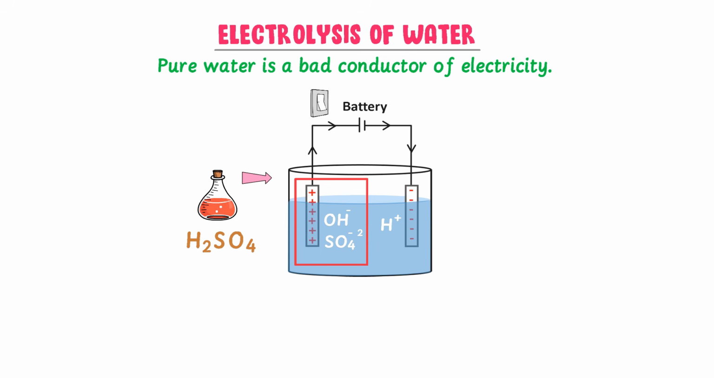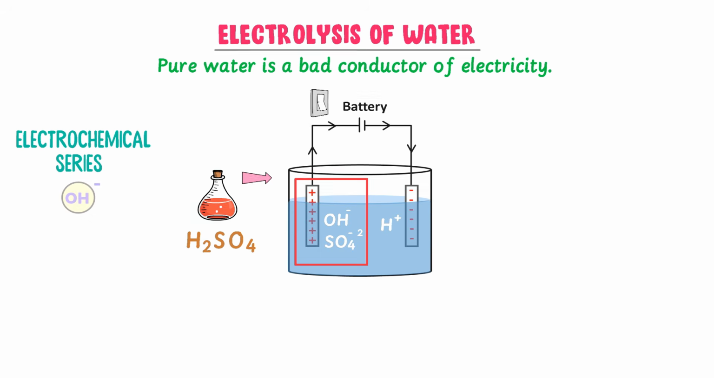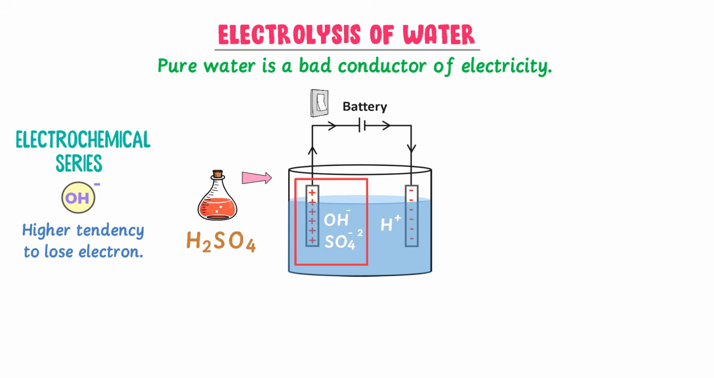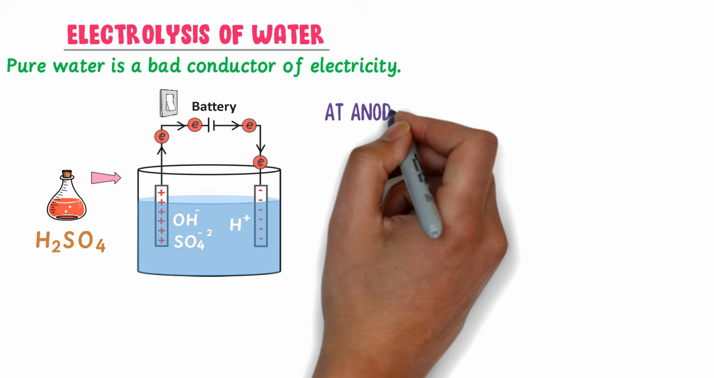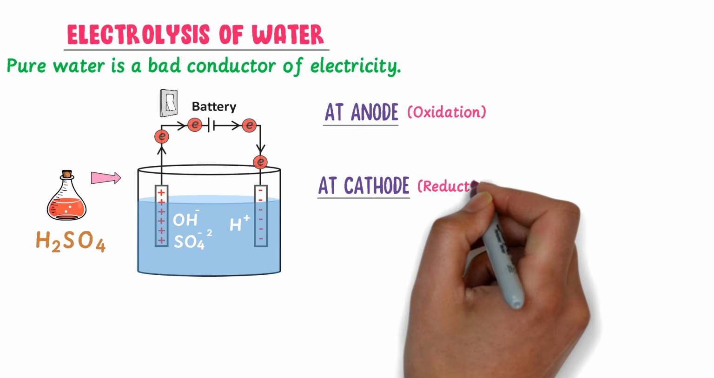So which ion will lose electron? Well, according to electrochemical series, the tendency of hydroxide ion to lose electron is very high compared to sulfate ion. So hydroxide ion wins the fight and loses the electron. Secondly, battery will push these electrons towards cathode and hydrogen ion will gain it. Thus at anode, hydroxide ion loses electron and oxidation occurs, while at cathode, hydrogen ion gains electron and reduction occurs.